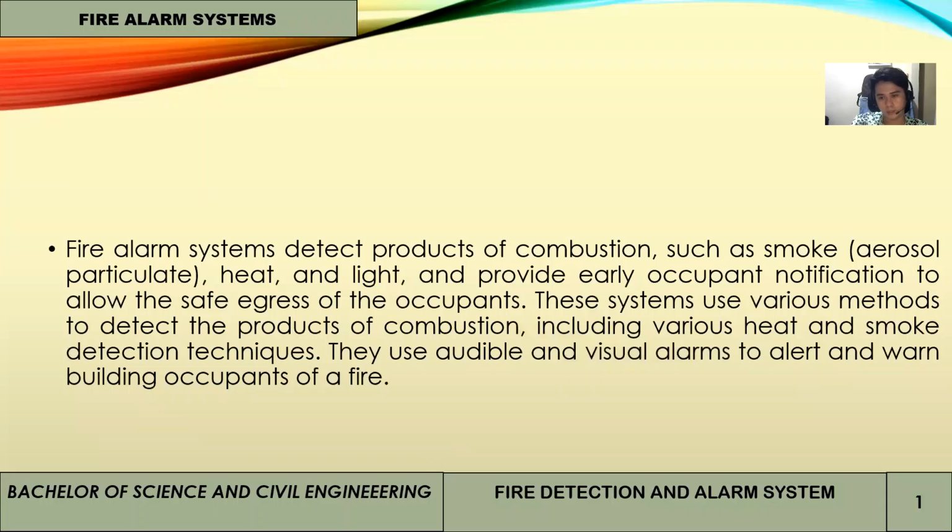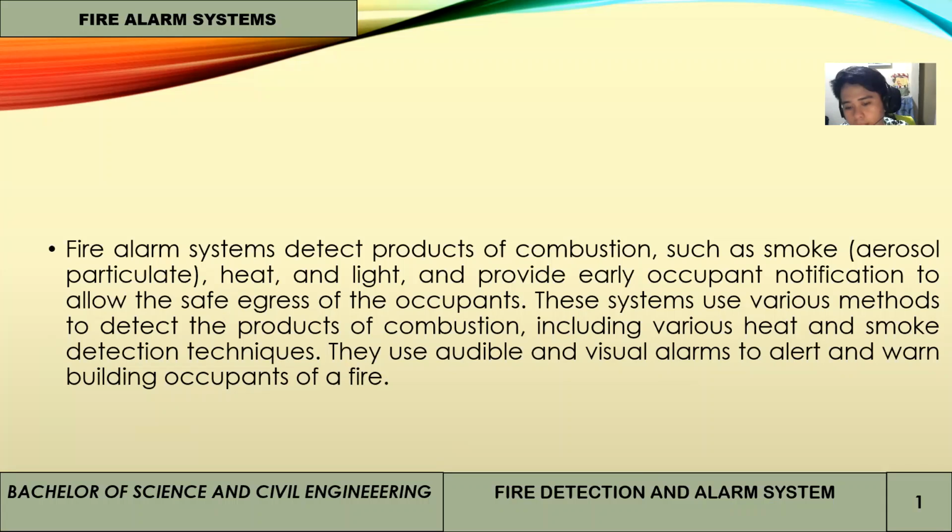detect products of combustion such as smoke, aerosol particulate, heat, and light, and provide early occupant notification to allow the safe egress of the occupants. This system uses various methods to detect the products of combustion, including the various heat and smoke detection techniques. They use audible and visual alarms to alert and warn building occupants of a fire.